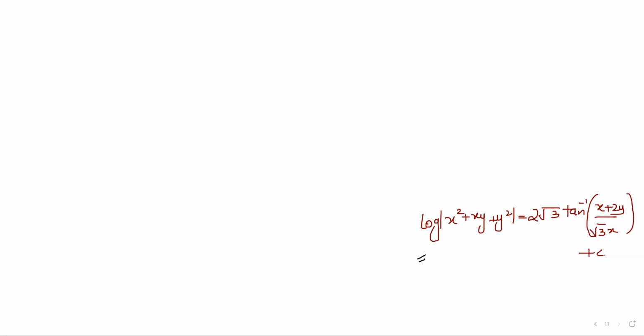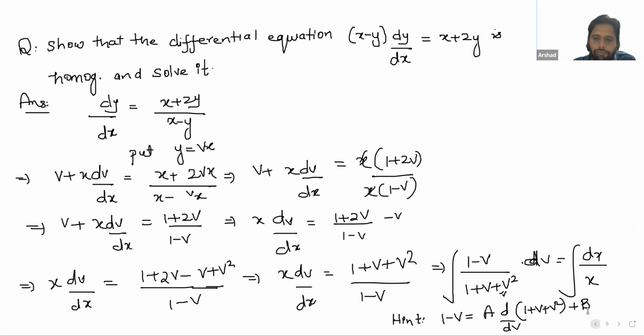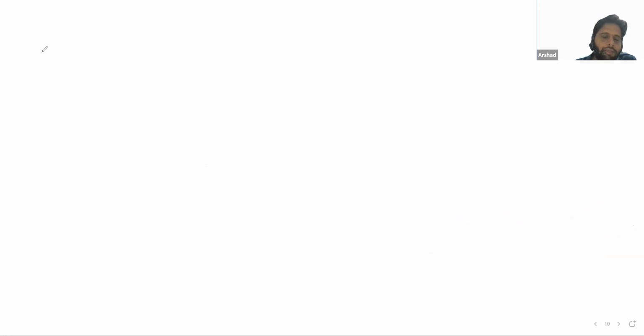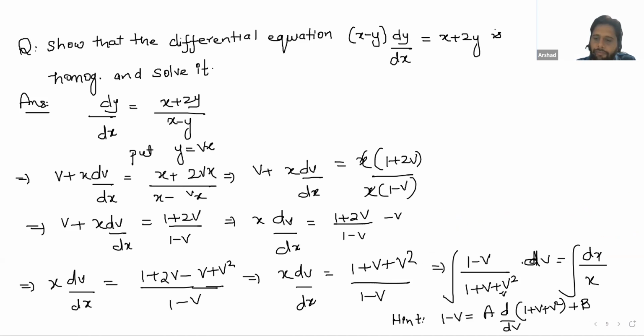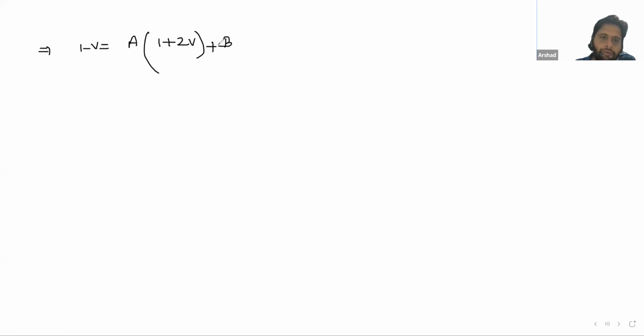So I'm getting a different answer. A different one? Okay, let me solve this, then we will check. So 1 minus v is equal to this one. We will differentiate it. 1 minus v is equal to a into, differentiate this one. For 1 it is 0, then 1 plus 2v, plus b, in the bracket.